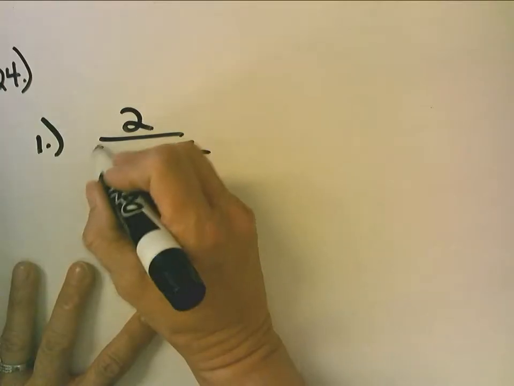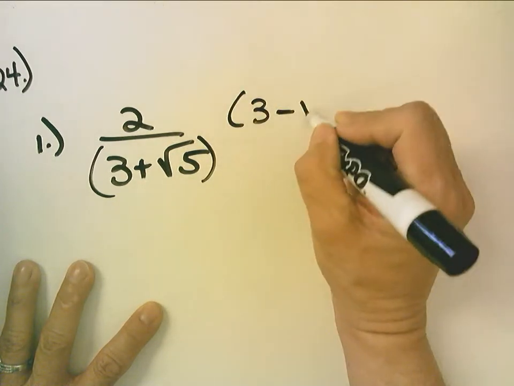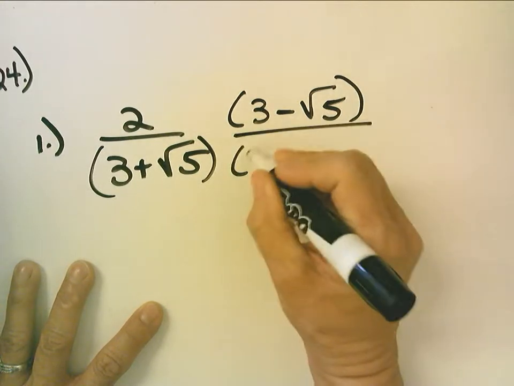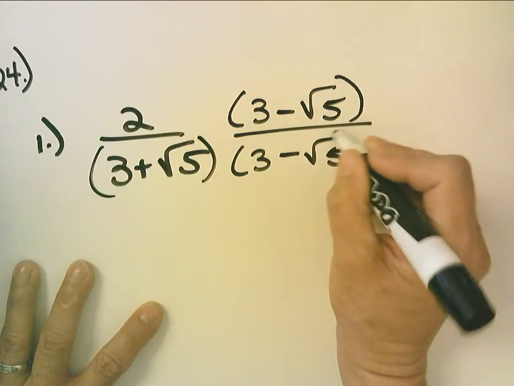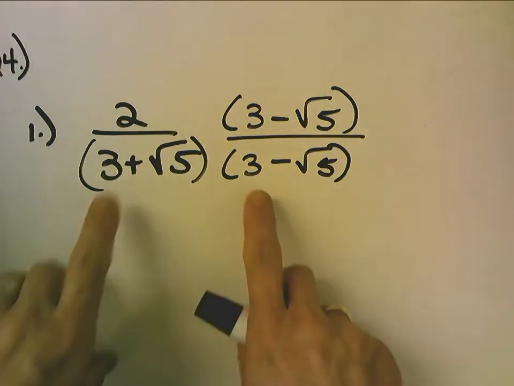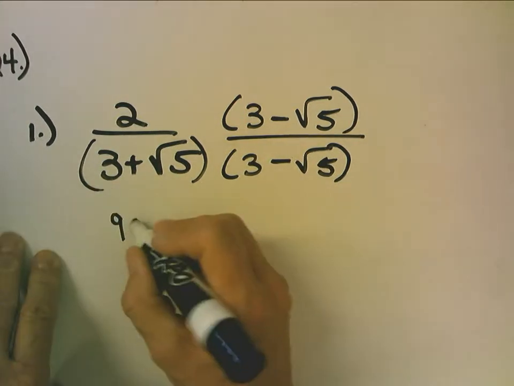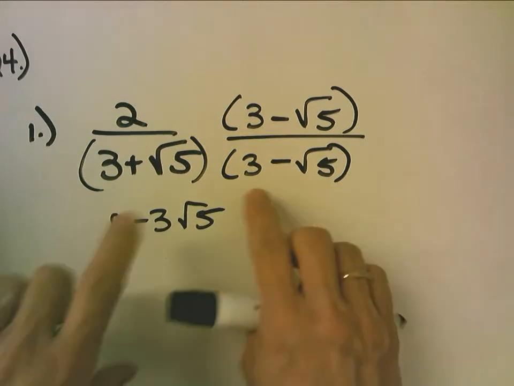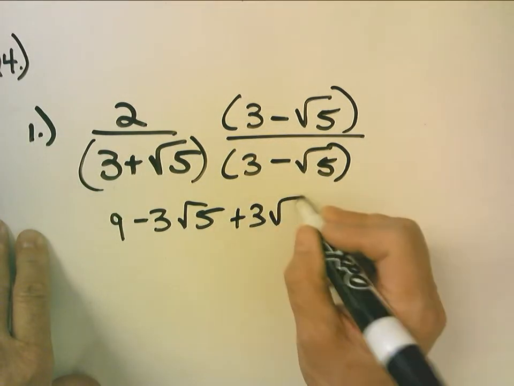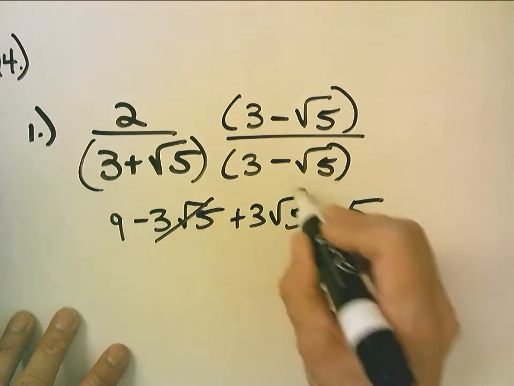So the way you get rid of a binomial in the denominator is you multiply by what's called the conjugate. And the conjugate is the same numbers but connected with a different sign. And a lot like what happens with the difference of squares, your two middle terms are going to drop out. So this becomes 3 times 3 is 9. 3 times negative root 5 is negative 3 root 5. 3 times root 5 is positive 3 root 5. Minus root 5 times root 5, which is 5. These two terms cancel out.